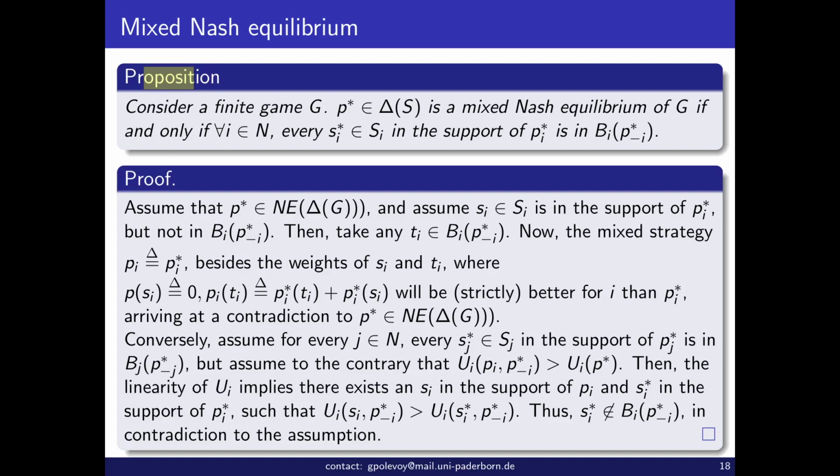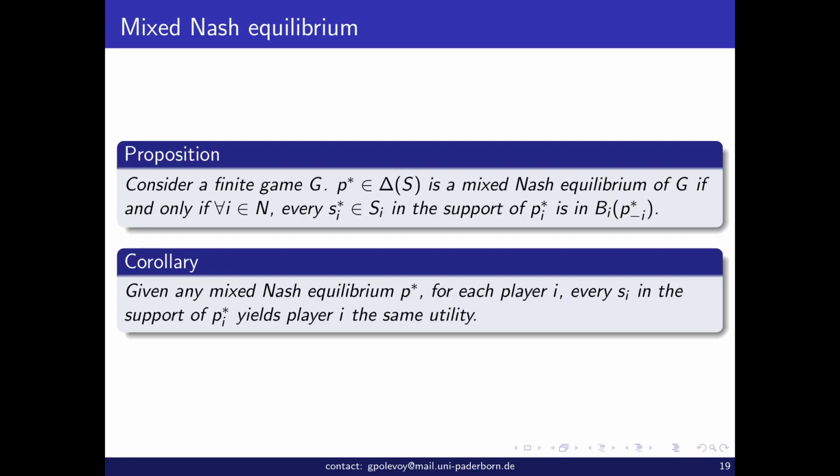So it's a bit of a plain proof with all the definitions, and now we have proven that the Nash equilibrium of a mixed extension is characterized by every strategy in the support being a best response. And a corollary from that is that given any mixed Nash equilibrium, so any Nash equilibrium of a mixed extension, for each player, every strategy in the support of that player in that equilibrium yields the player the same utility. Because as we just saw, it has to be a best response. In particular, it yields the player the same utility.